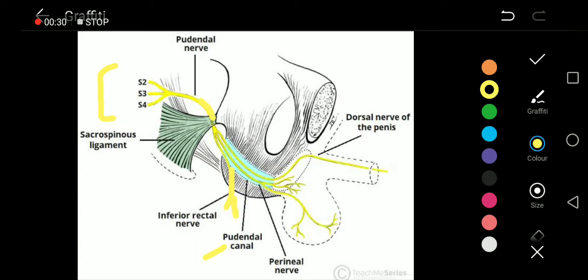a branch of the pudendal nerve arises, which is the inferior rectal nerve, which is responsible for supplying the skin around the anus and the external anal sphincter, and it is also responsible for supplying the lining of the anal canal below the pectinate line.